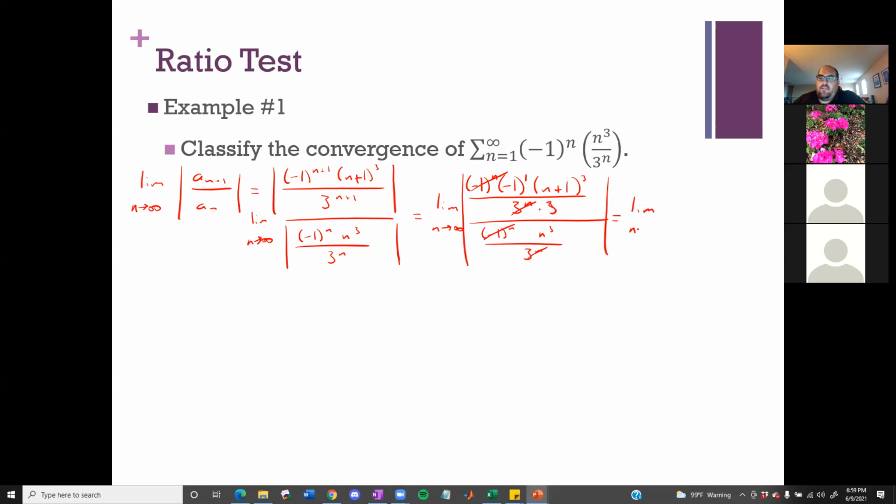So now what I'm left with is, and I'm only looking at absolute values, so that -1 is not really going to have any effect. So what I really have now is n plus 1 cubed over 3n cubed. I'll go ahead and rewrite this over here. How can I evaluate this limit from here?